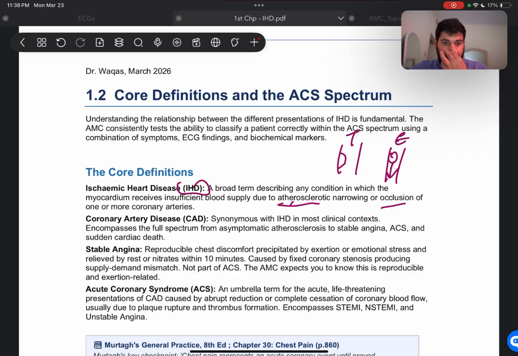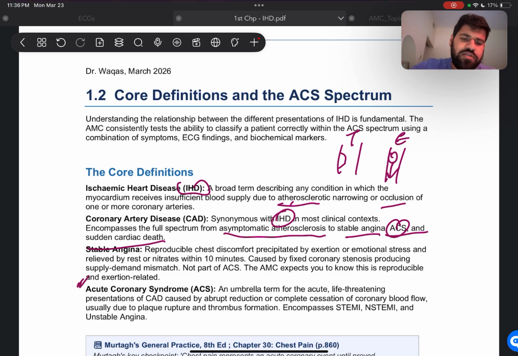All right, now coronary artery disease, it's a synonym for IHD in most clinical contexts. All right, and it encompasses the full spectrum from asymptomatic atherosclerosis to stable angina, ACS, and sudden cardiac death. ACS is acute coronary syndrome. All right, and we'll be looking at it later on as well. Yeah, I have it right here, acute coronary syndrome.